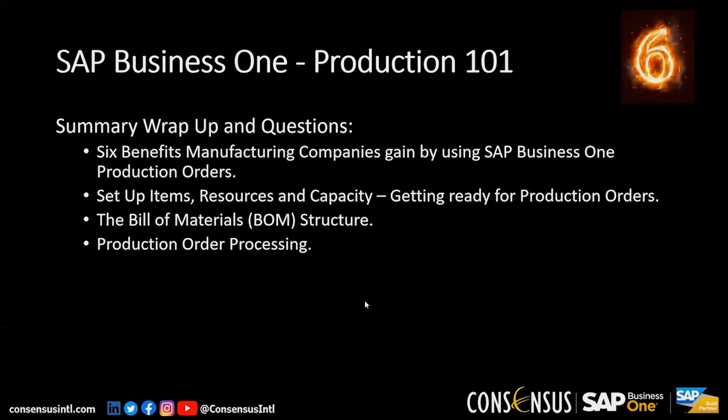So just in summary, before we open this up to questions, I just want to go through again. We've got the 6 benefits to manufacturing companies by using production orders. We went through the setup items and resources, basically getting ready for production orders. We reviewed the bill of materials, and then we went through production order processing, the release and completion, as well as all the material controls within the production order.